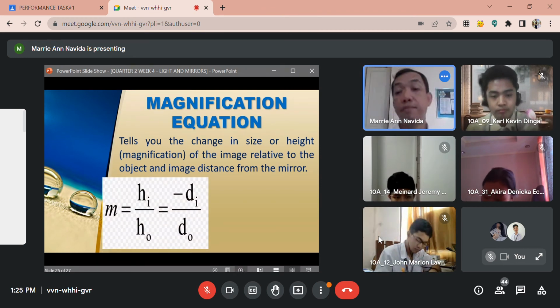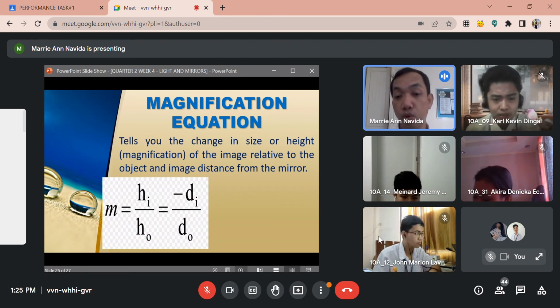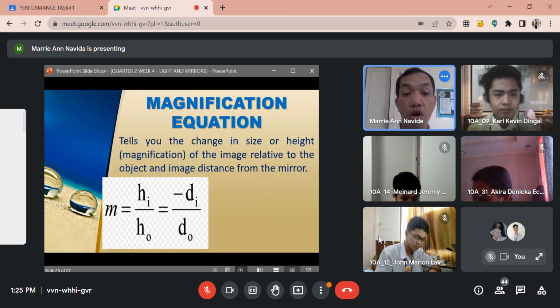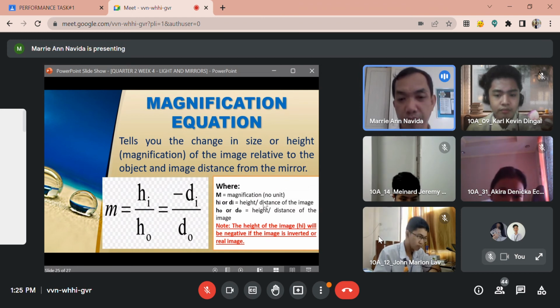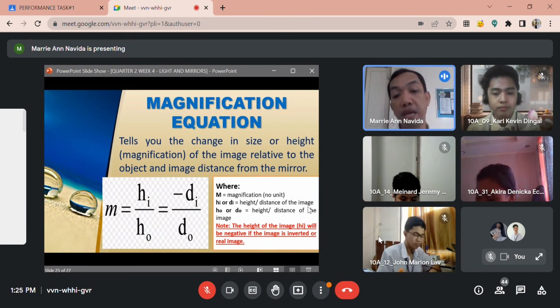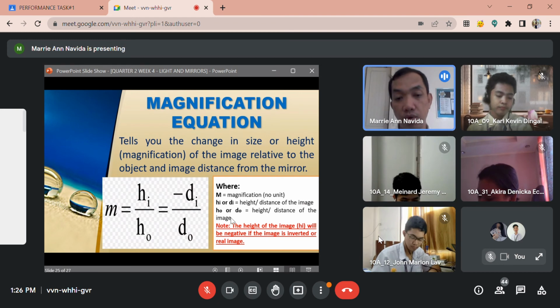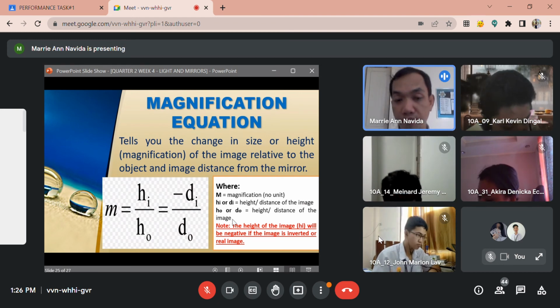With the formula, magnification is equivalent to h sub I, or height of the image over height of the object, which is equivalent to negative distance of the image over distance of the object. So where M is the magnification, HI or DI is the height or distance of the image, HO or DO is the height or distance of the object.